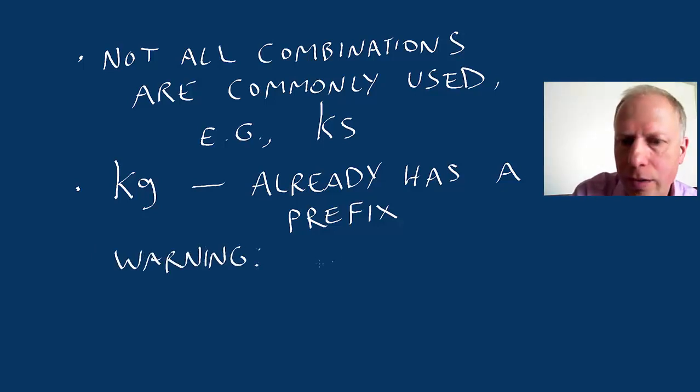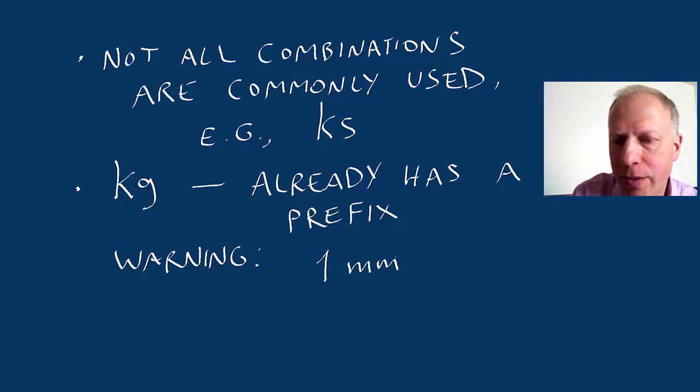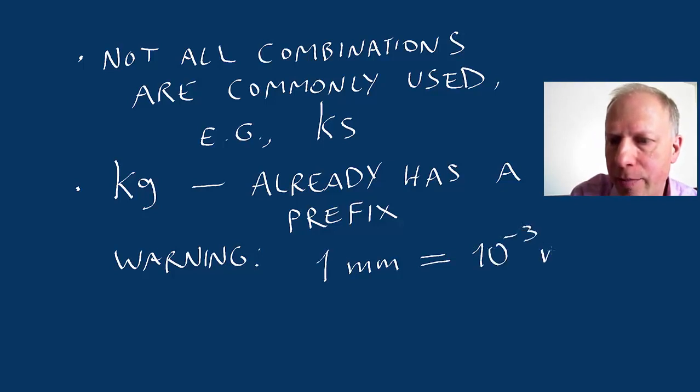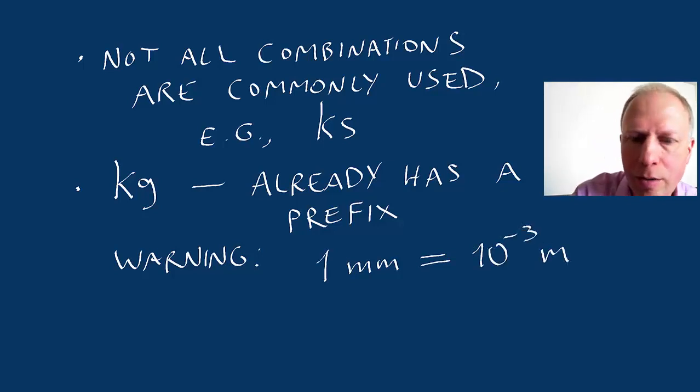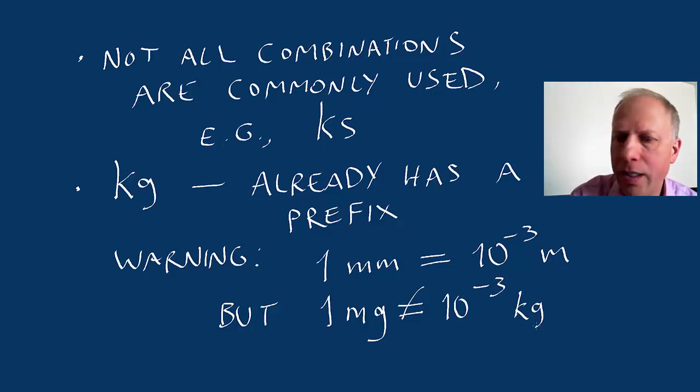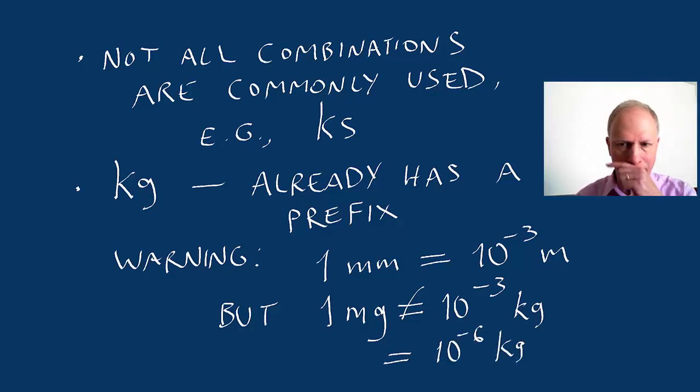Warning. We will get familiar with the idea that a millimeter is 10 to the minus 3 times the base unit of meter, but if someone talks to you about milligrams, you shouldn't immediately think 10 to the minus 3. It's not 10 to the minus 3 of the kilogram, it's 10 to the minus 3 of the gram. It's actually 10 to the minus 6 kilograms. So watch out for milligrams and micrograms and things like that.